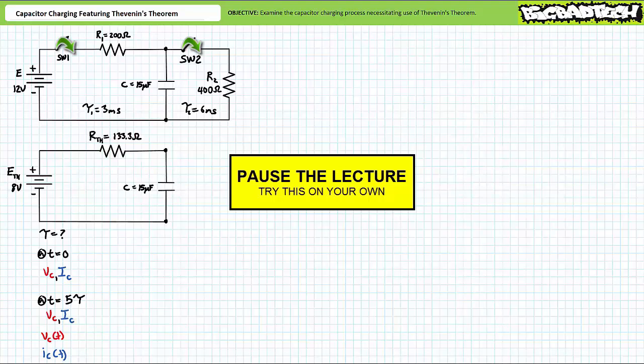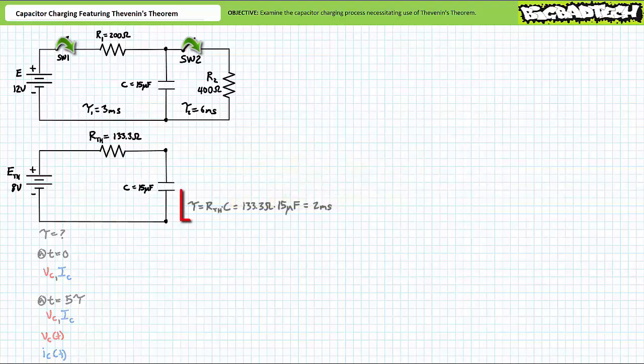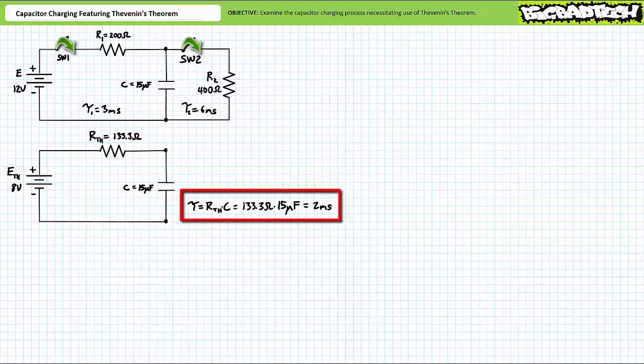If you're tracking, you should have obtained the following data. The time constant for this simple series circuit is the resistance value times the capacitance value. Substituting the given values of 133.3 ohms and 15 microfarads, we obtain a time constant of 2 milliseconds. This implies the charging process will complete after 5 time constants, or 5 times 2 milliseconds, or 10 milliseconds.